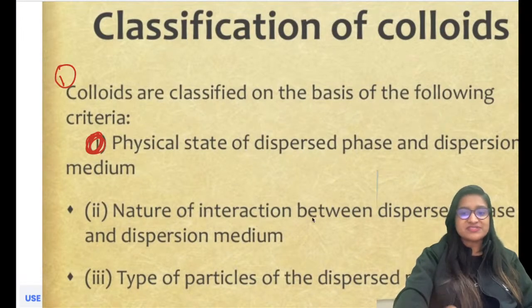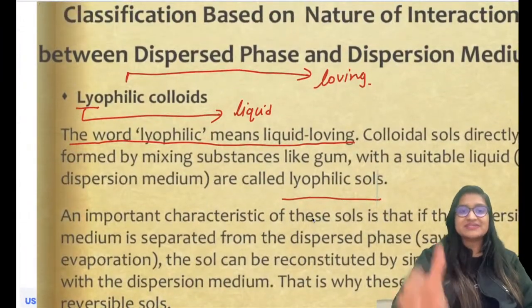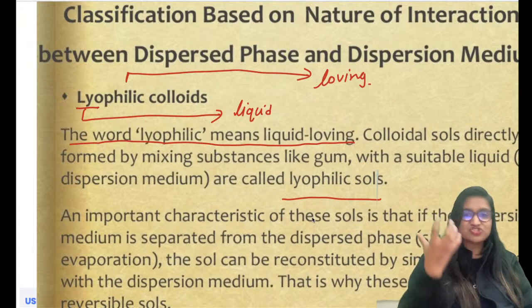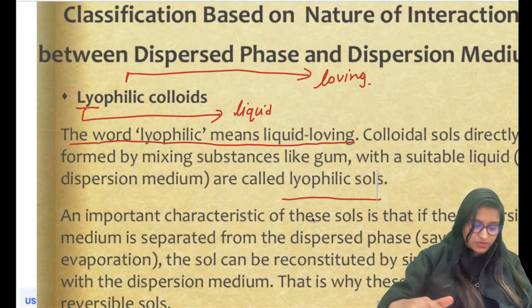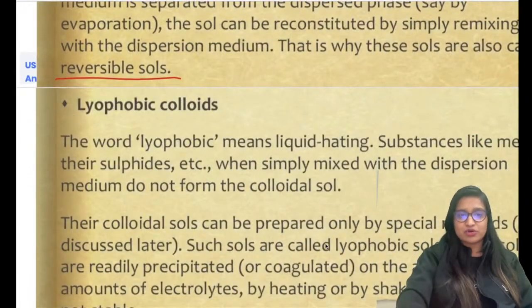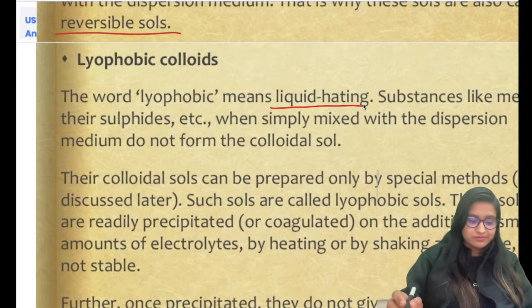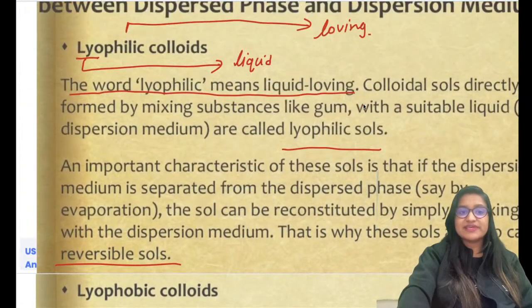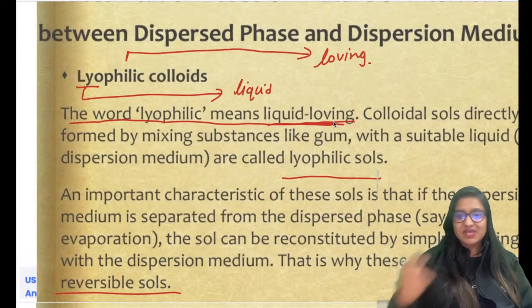Next is nature of interaction between dispersed phase and dispersion medium. So this was regarding the second classification based on the nature of interaction. The very first one is lyophilic colloids and the other one is lyophobic colloids. In case of lyophobic colloids, they are liquid hating, and in case of lyophilic, they are liquid loving. All right, so now you understood what are colloidal sols, right?